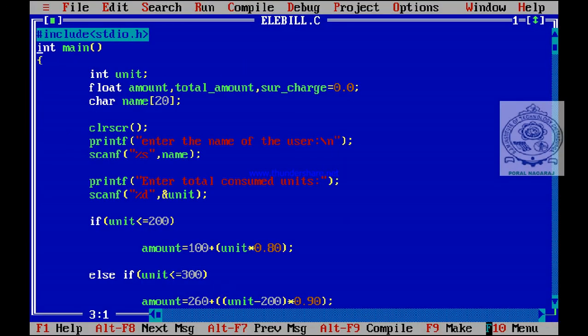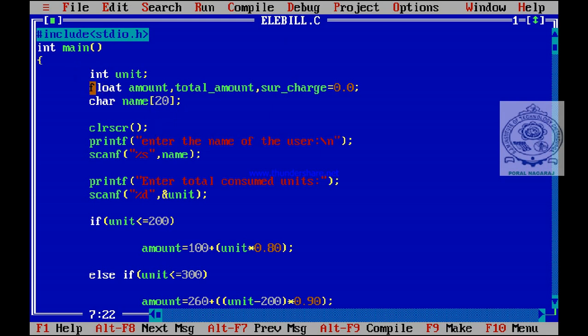So this is our program. Here, #include <stdio.h>, int main. What are our inputs? Our inputs are units and name. Unit is an integer and name is an array of characters. We'll come to know it. char name[20] means your name can have up to 20 characters.